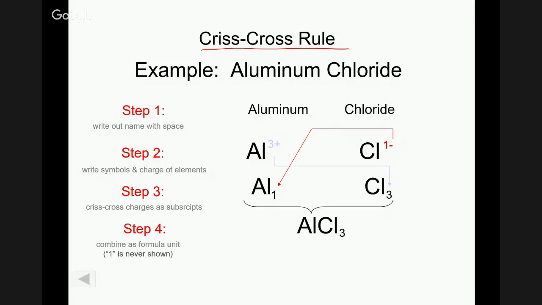You'll note that I didn't write the 1, all right? We never write a 1. We always assume that it's 1 unless there's a number written there. So aluminum chloride's formula is AlCl3. Let's try another example.